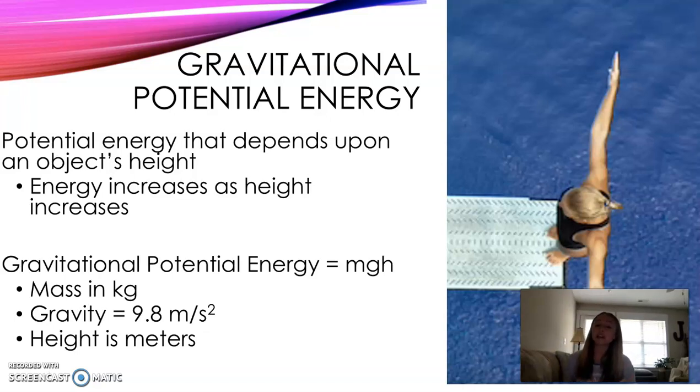When we look at gravitational potential energy, we're going to look at the mass, the acceleration of gravity, and then we're going to look at the height. So our formula is going to be mass times gravity times the height. And here, when we look at gravity, it's going to be 9.8 meters per second squared.